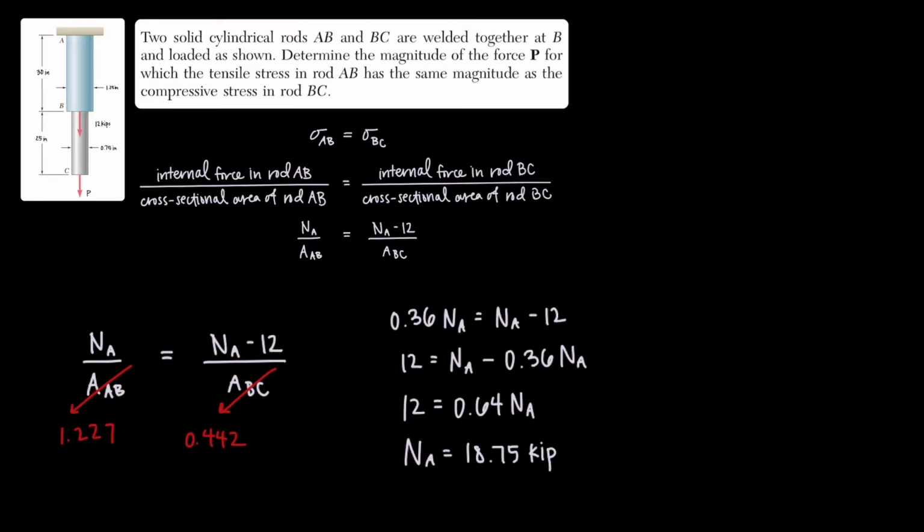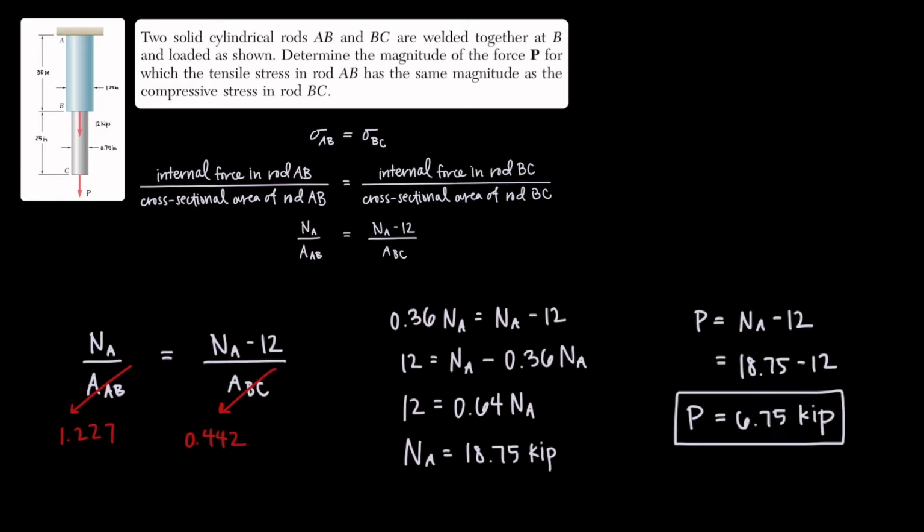That's great, but it's not quite what we need. We need P. Remember our equations of equilibrium? We determined that P equals N sub A minus 12. 18.75 minus 12 gives us our final answer, which is P equals 6.75 kips. We did it. We found our solution.